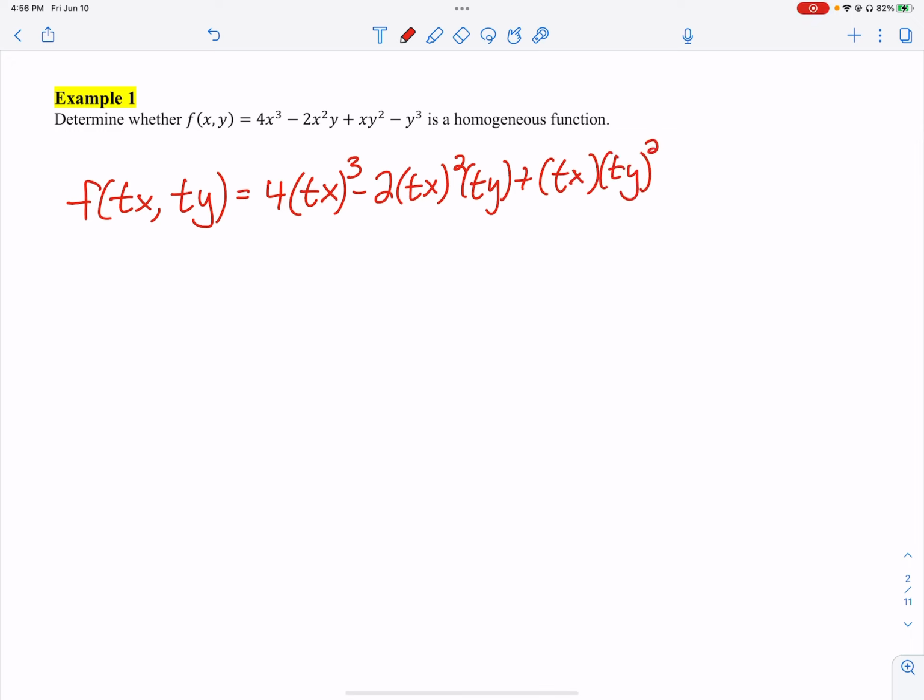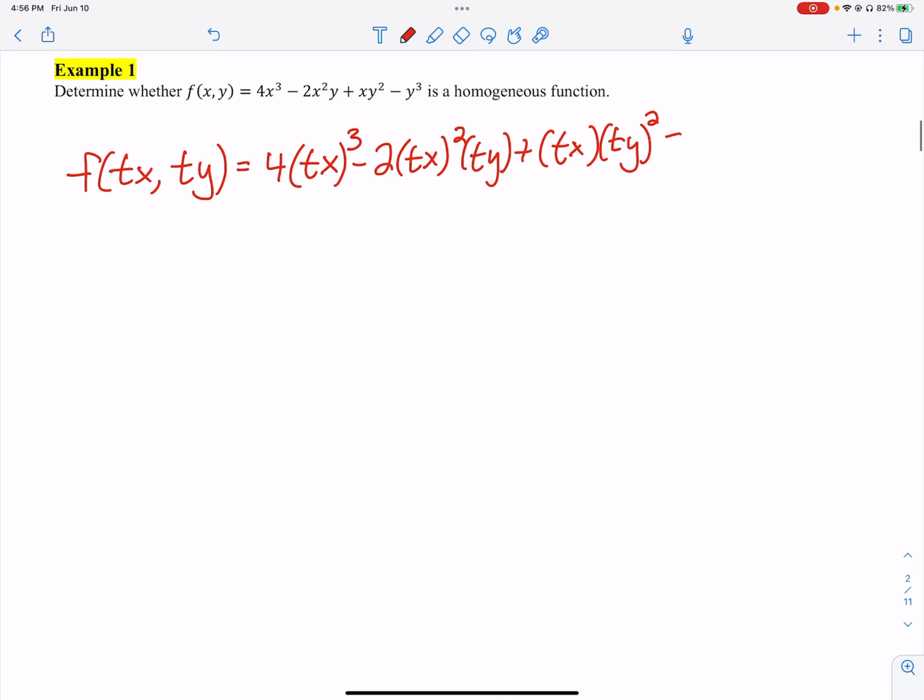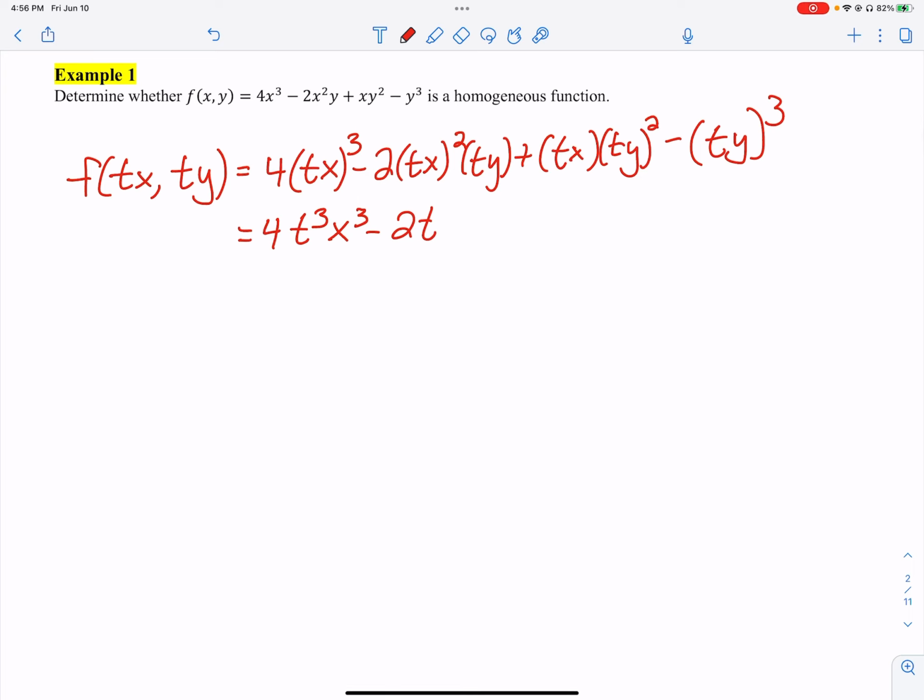Just be careful on this. I've seen people make mistakes here, and it's sad. Like myself. To the third power, great. Now I start working this out. Okay, so I got 4 t to the third x to the third minus 2t squared x. Oh, we have multiple t's here. So we have t squared and t, that's t to the third, times x squared y. Plus, okay, I have a t squared there and a t, so I got t to the third. You've probably seen the pattern now.